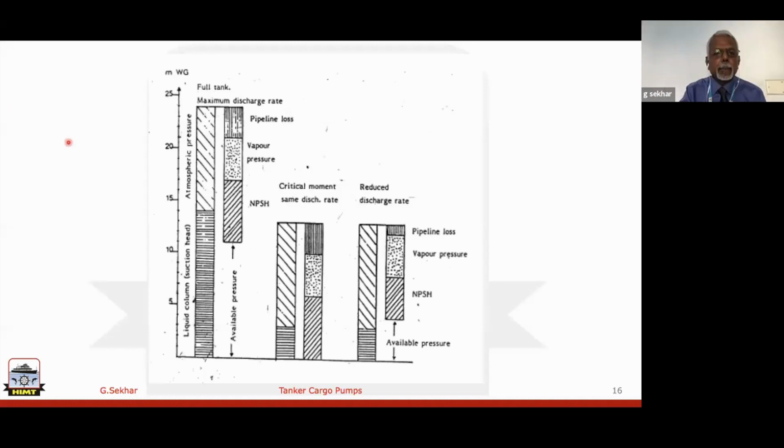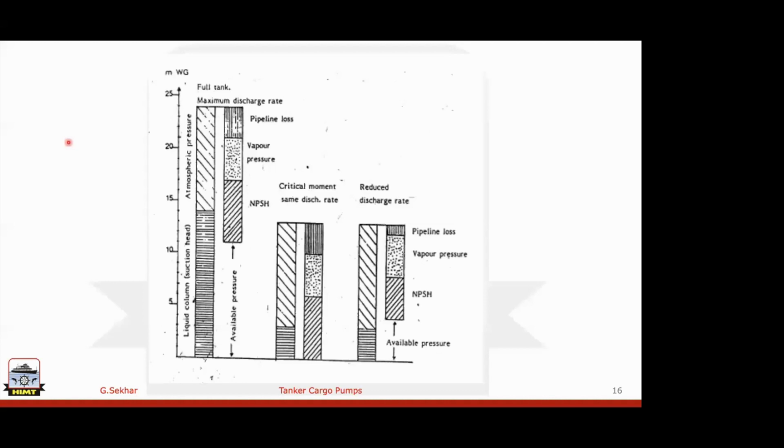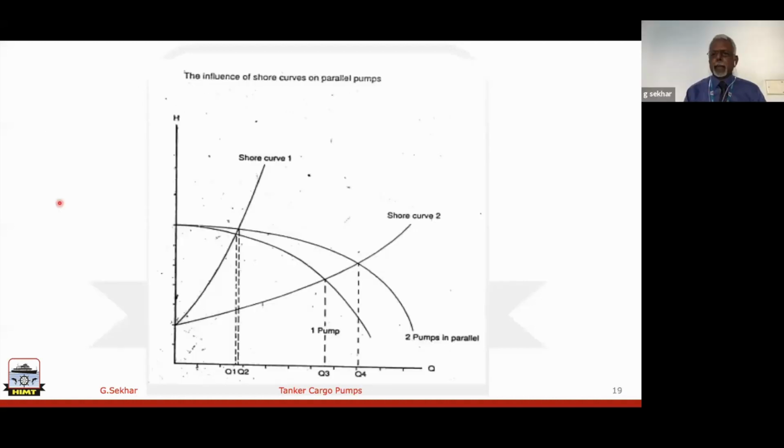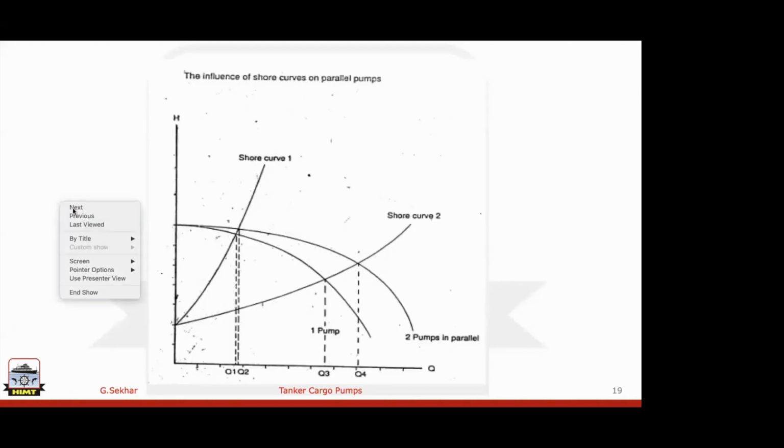So the centrifugal pump. Okay. Now from there, let me come to the.